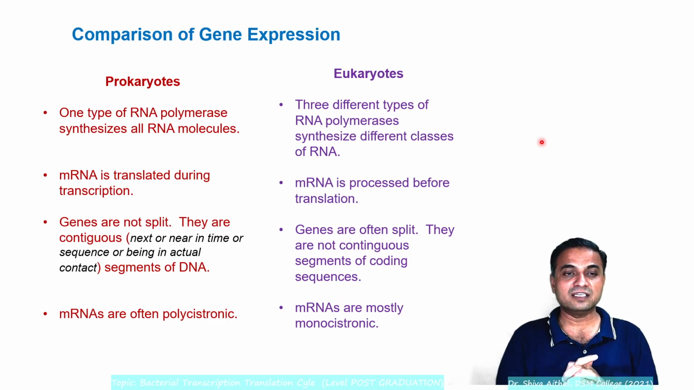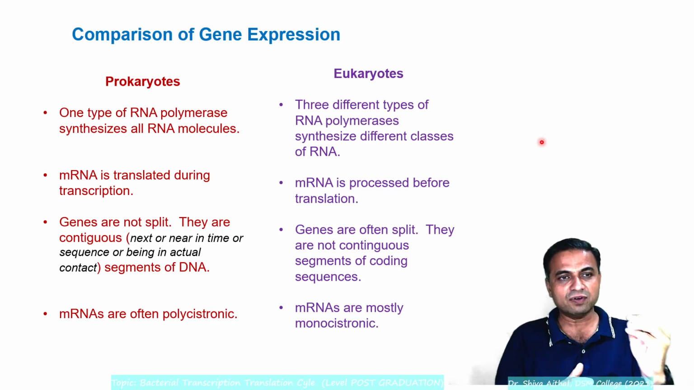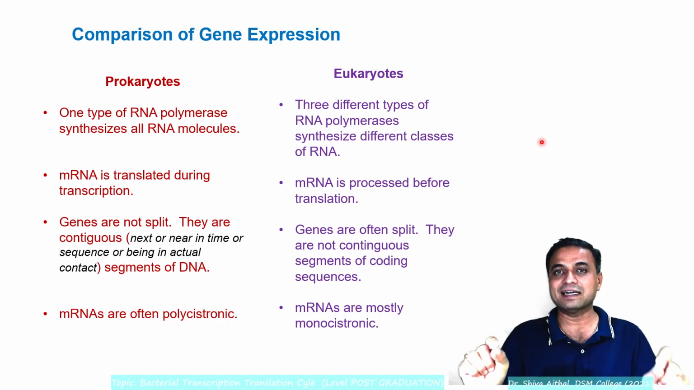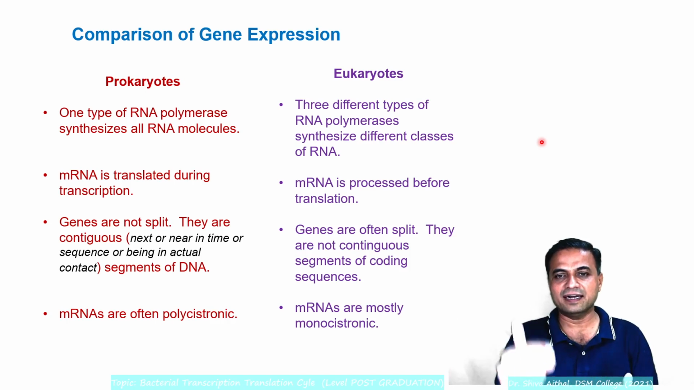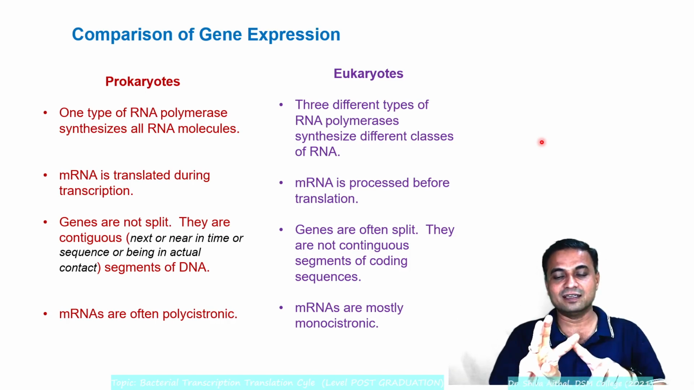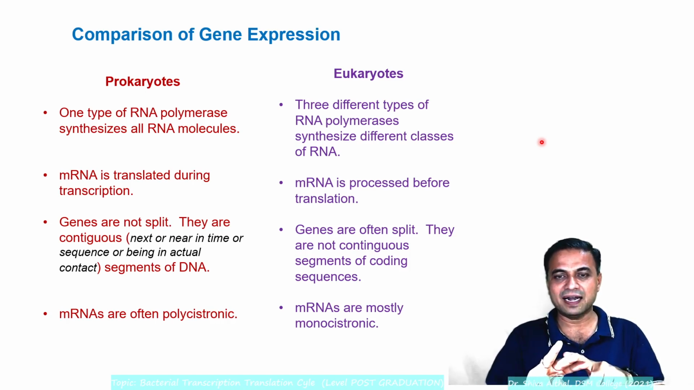Second point, mRNA is translated during transcription in prokaryotes, and in eukaryotes mRNA is processed before translation. Whatever the mRNA is formed in prokaryotes, that is the final transcript. But in eukaryotes, it is a pre-transcript. Introns are excised off, exons are joined, and it is the processing. Then there are three levels of processing: splicing of introns, 5-methyl guanosine cap being added, and the polyadenylate tail being added.